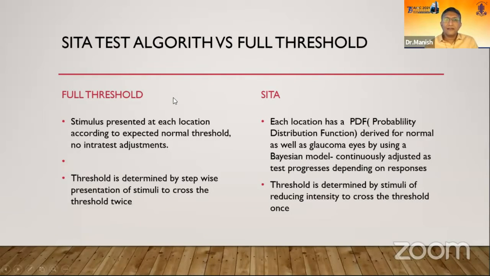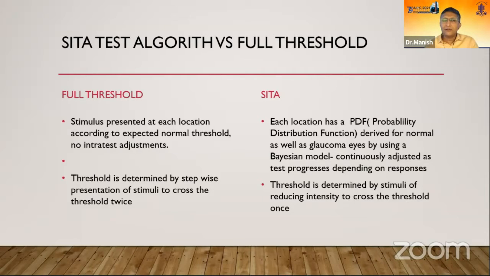So what are the differences is that in the full threshold, each stimulus is presented at each and every location from the expected normal threshold, and it is adjusted slowly so that you cross the threshold twice. Whereas in SITA test, you have the PDF, that is the probability distribution function, where it is derived from well-known glaucoma eyes, and using a Bayesian mathematical model, it is continuously adjusted during the test. So you have to test less number of stimuli at each point to get the threshold. So that is a smart modification.